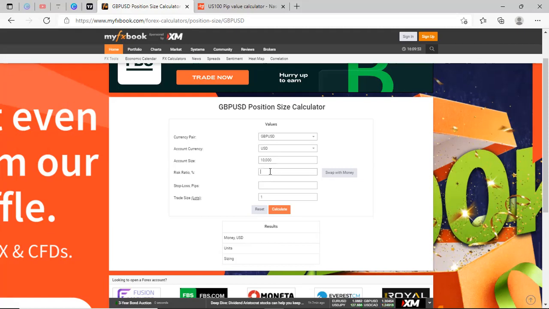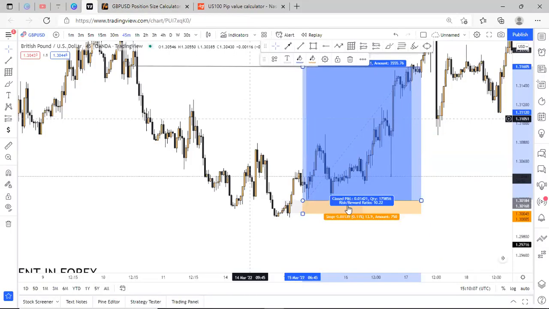Then what are we risking? What's our percentage risk? Like I said, always risk 0.5 of your trading account, okay? So you will input 0.5. What is your stop loss pips? We'll go back here. Sorry about that. We already said this is our entry and this is where our stop loss is. Our stop loss is 13.9 pips. So you go back here and input 13.9.